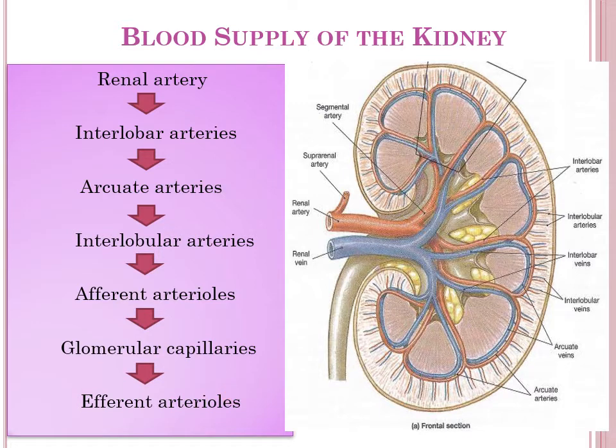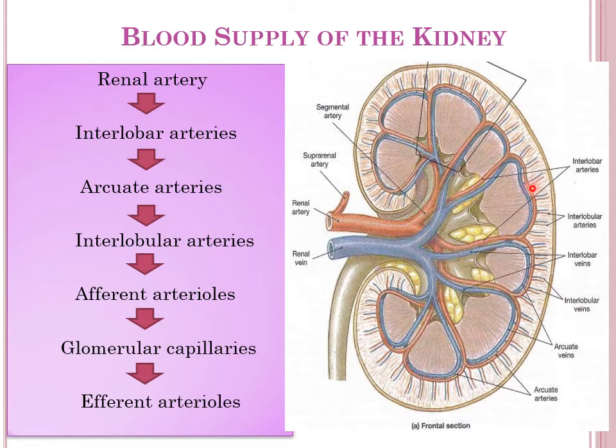Just look at here. This is the major artery entering the kidney, the renal artery, that will divide into the segmental artery, and that will divide into the interlobar arteries, that means arteries in between the various lobes. Now that interlobar artery will arch. They will angle, here you can see this angle. So these branches are known as the arcuate arteries.